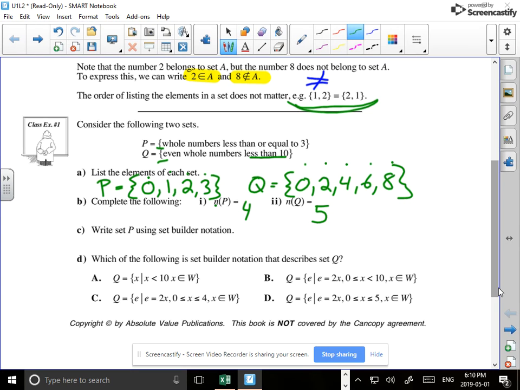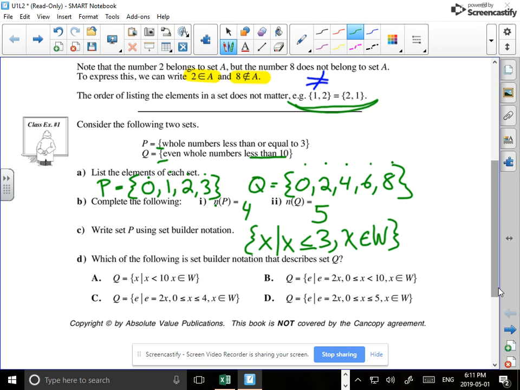So if we want to write set P using set builder notation, so set P was the whole numbers one, we are going to say in curly brackets, x such that x is less than or equal to 3, and x is an element of the wholes.